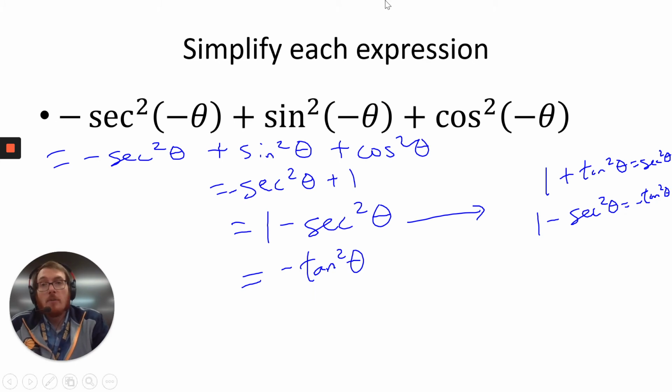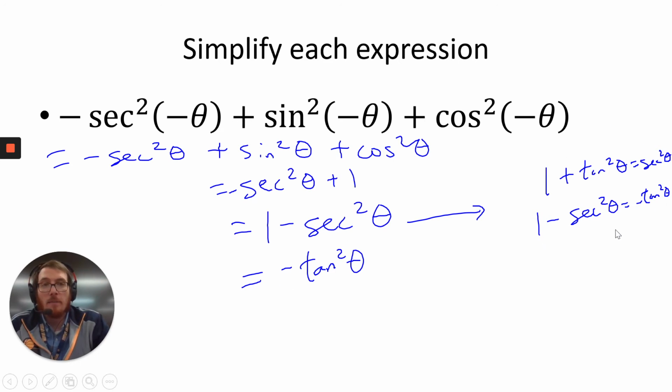The next one, remember, if you see something squared with a negative angle, you can essentially ignore the negative sign. If the squared wasn't there, you have to use the odd-even functions. But what's important here is that sine squared plus cosine squared will become 1. So sine squared theta plus cosine squared theta will be 1. And then this is negative secant squared plus 1, which is the same as negative tangent squared.